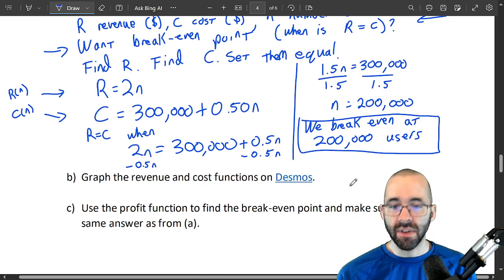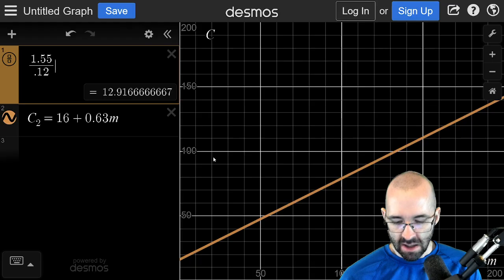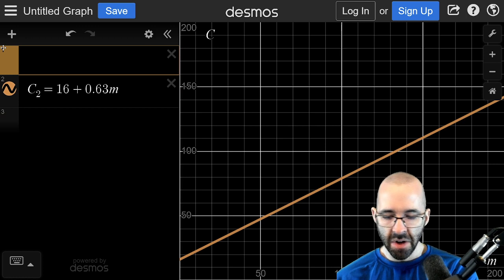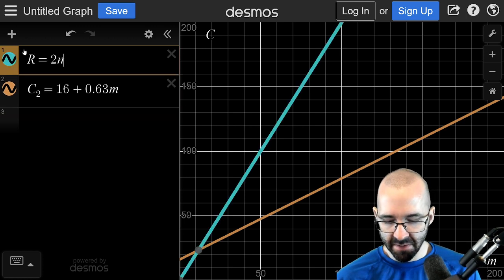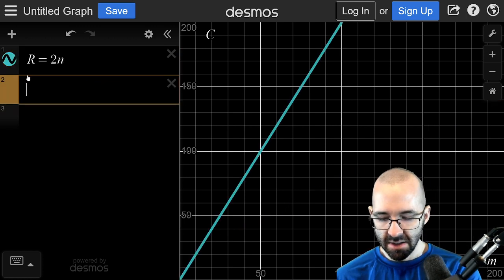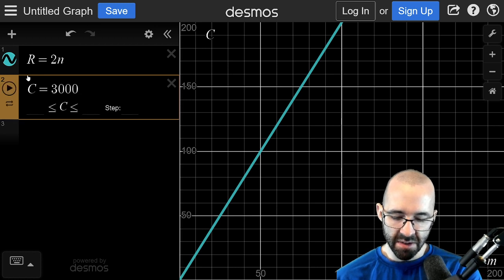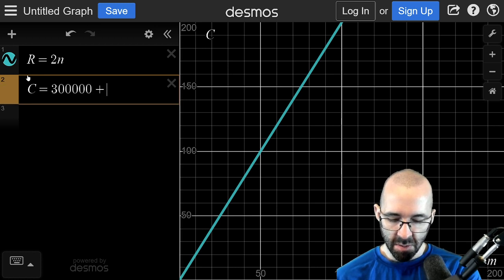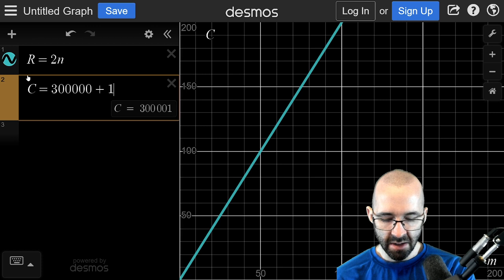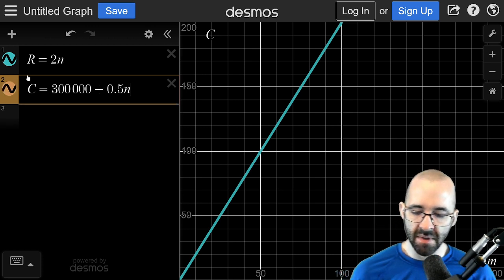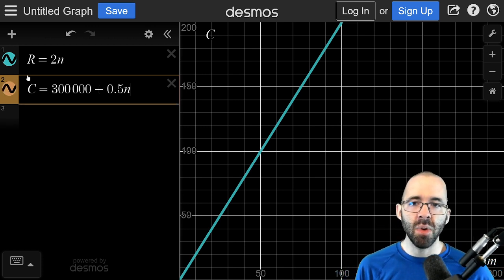Graph the revenue and cost functions. If we do that, we know that the revenue is just 2 times N, and the cost is 300,000 plus 0.5 times N. The break-even point is when cost equals revenue.